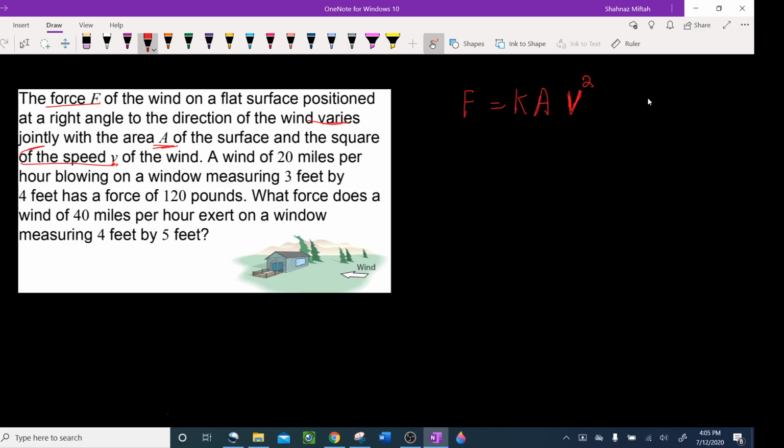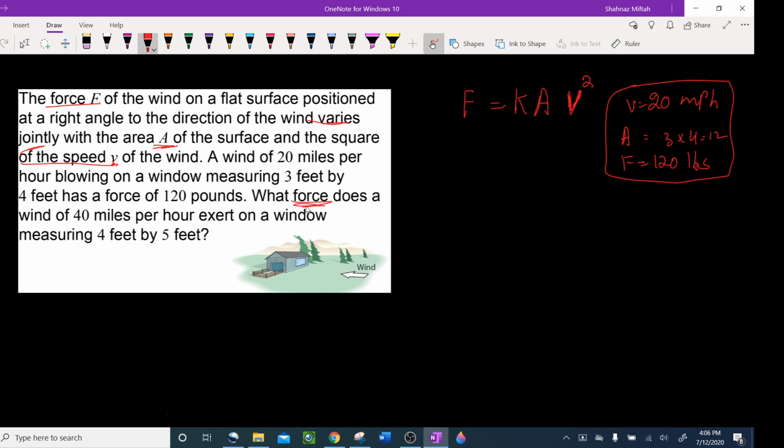So the information said a wind of 20 miles per hour. This 20 miles per hour, you know that's V. Miles per hour, that's a speed, right? V is a speed. Blowing on a window measuring 3 feet by 4 feet, 3 by 4, and that's the area. Has a force of 120 pounds. 120 pounds is the force. So this whole thing goes together if you pay attention. The speed is 20 miles per hour, area is 3 by 4, which means 12, and the force is 120 pounds.